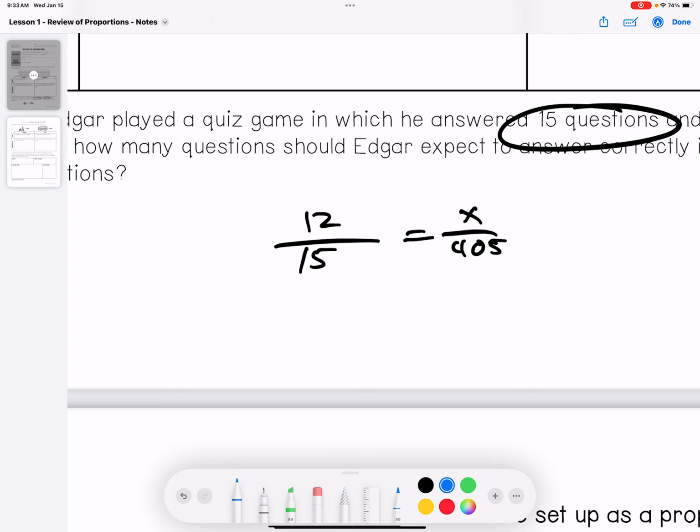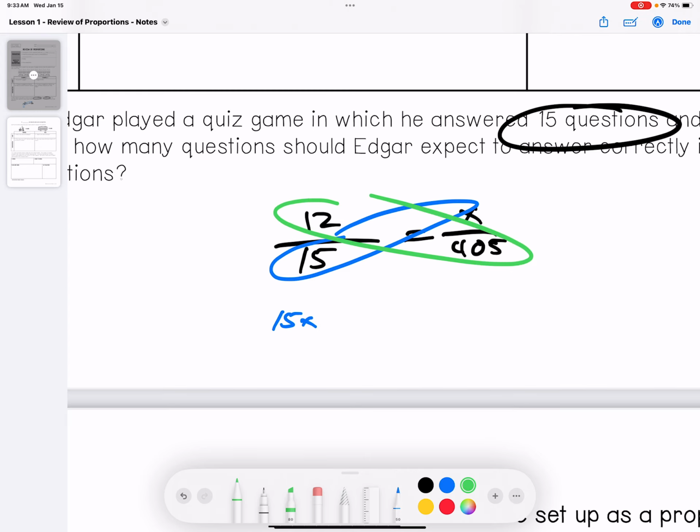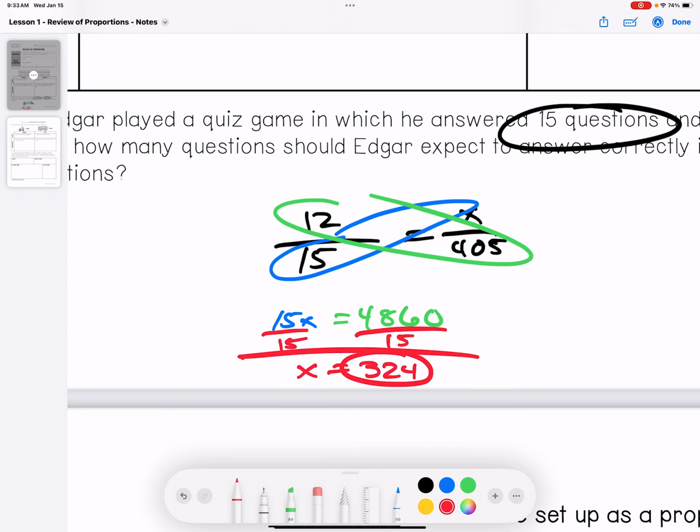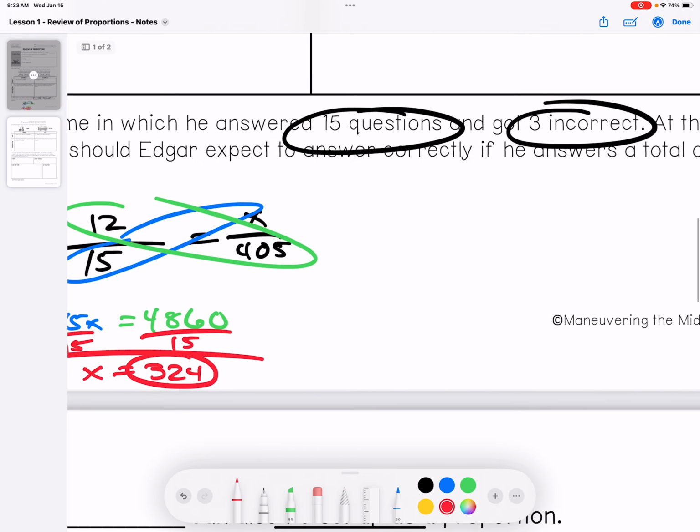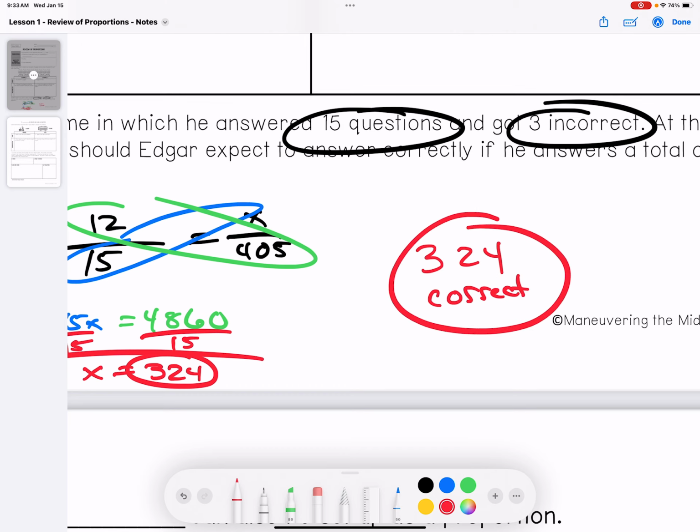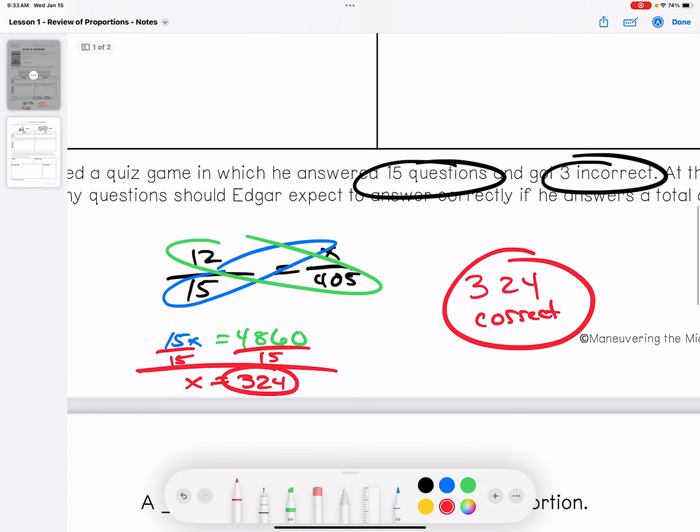Now, 15 times x is 15x. 12 times 405 is 4,860. Divide by 15, and you're going to get x equals 324. So if he were to answer 405 questions, he would get 324 correct. All right, I am going to re-explain that because I did screw up.